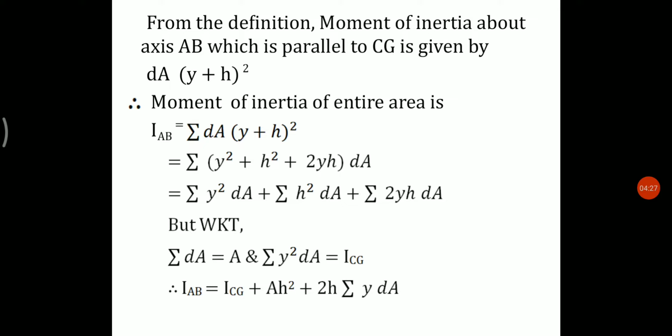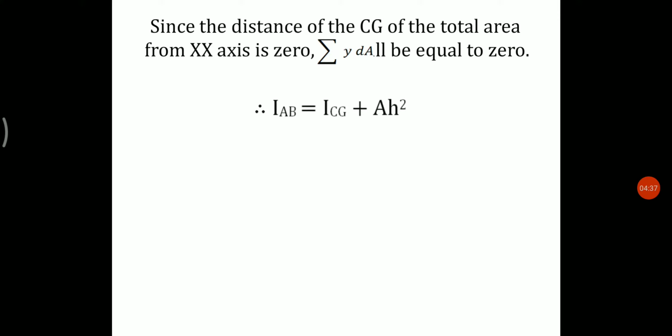But the distance of CG of the total area from the x-axis is 0 in this case. That's why summation of y dA will be equal to 0. Now on simplifying, we will get IAB is equal to ICG plus Ah squared, which is the parallel axis theorem.